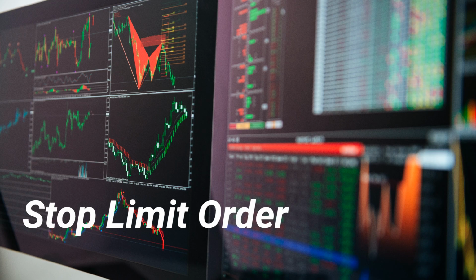A stop limit order is an instruction to sell a stock at a specified price or better after it falls below a certain price. When you place a stop limit order, you are essentially setting both a stop price and a limit price. If the stock price falls below your stop price, your broker will automatically place a limit order to sell your shares at your specified limit price.